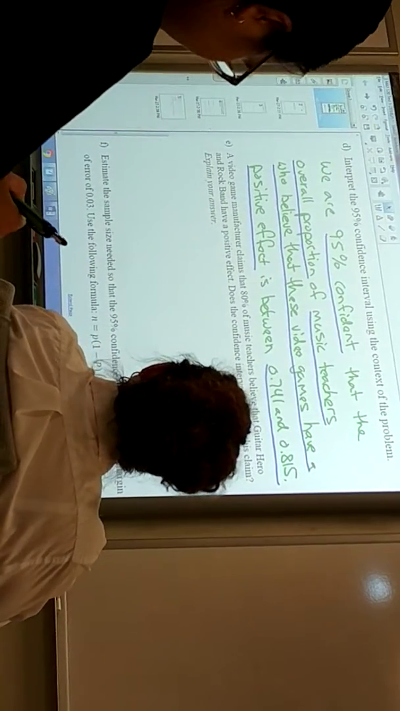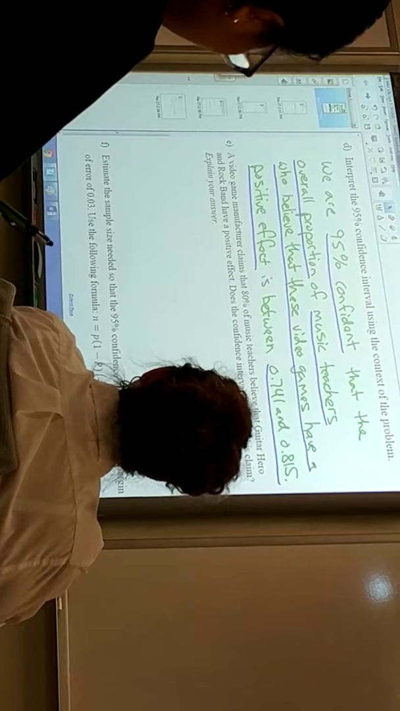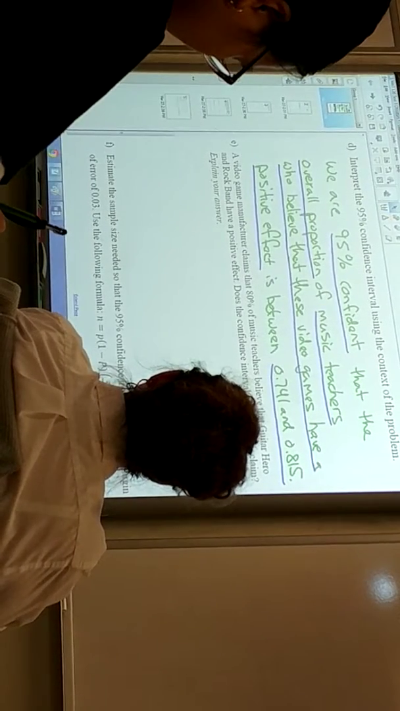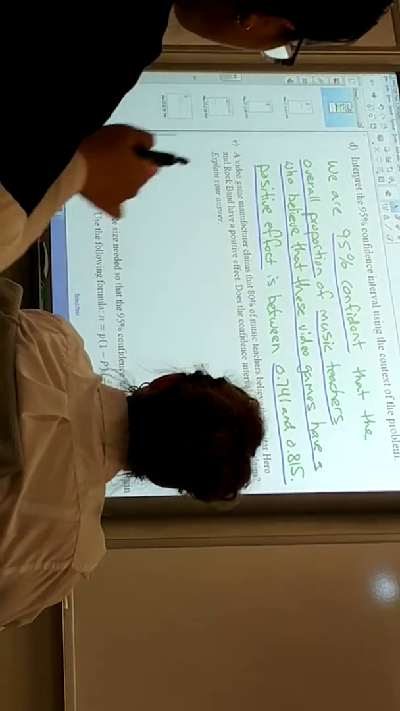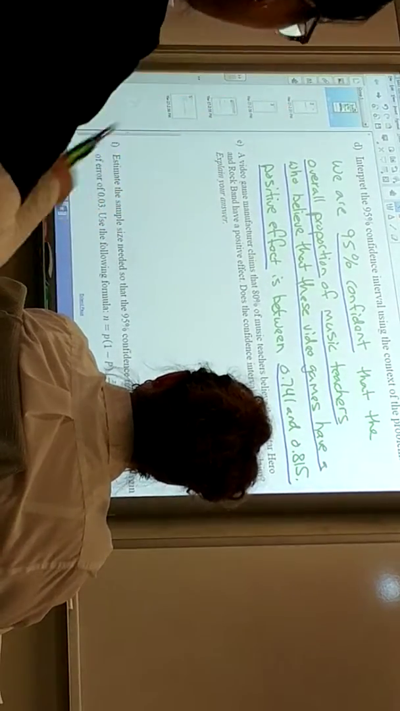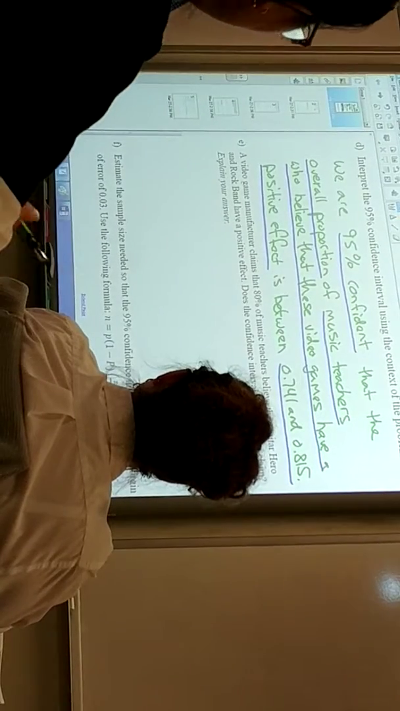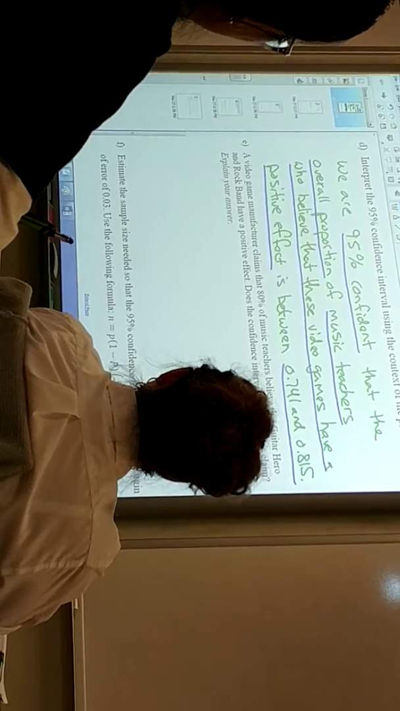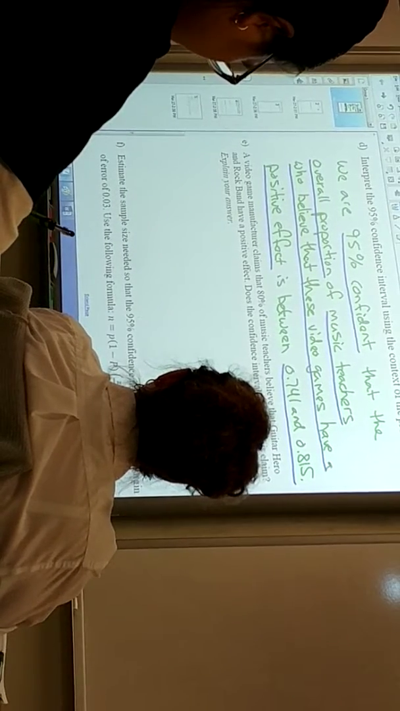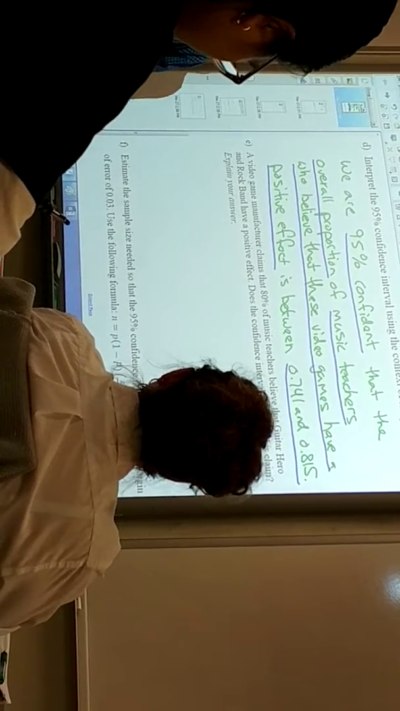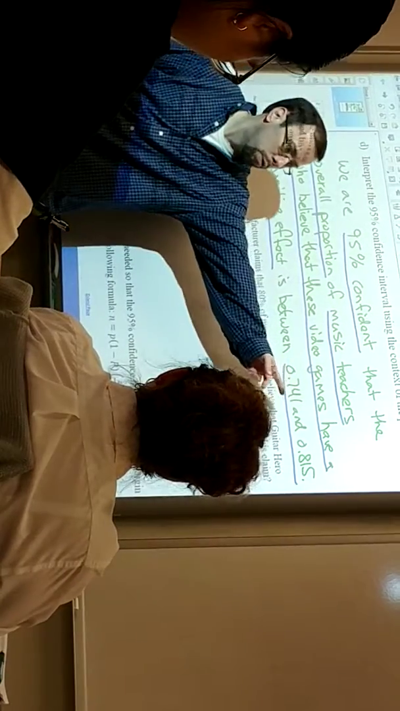All right, so let's look at part E. A video game manufacturer claims that 80% of music teachers believe that Guitar Hero and Rock Band have a positive effect. Does the confidence interval contradict this claim? So, no, it doesn't. I mean, if 80%, you have to think of it as a proportion, it's just 0.80, and then just think, is 0.80 in this interval? Yes, it is.